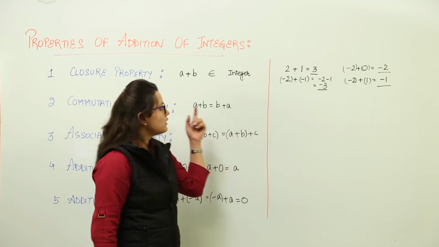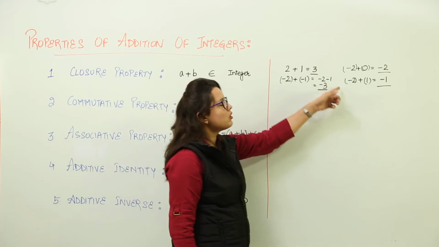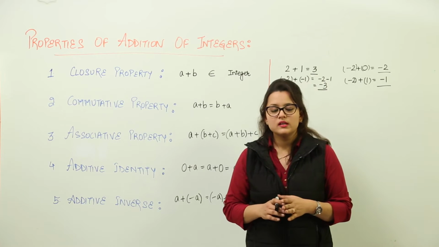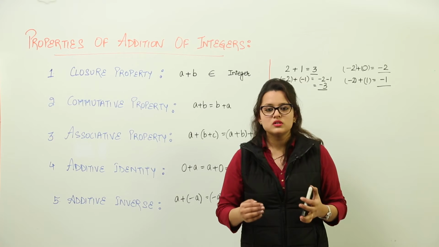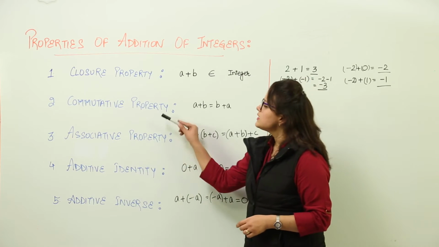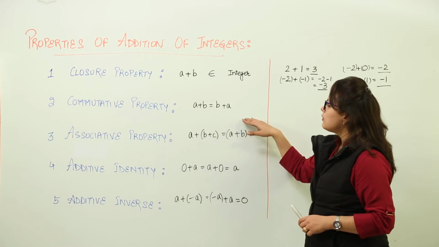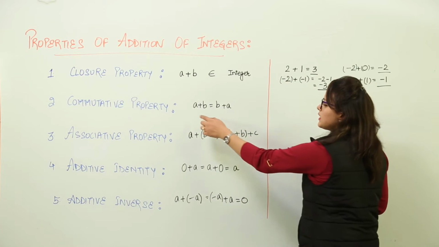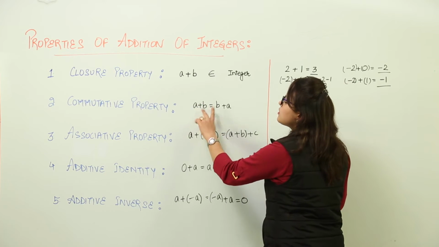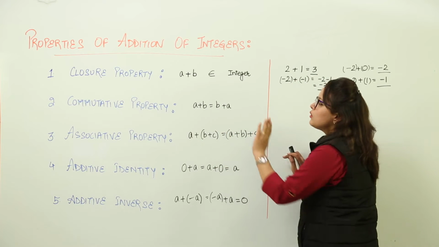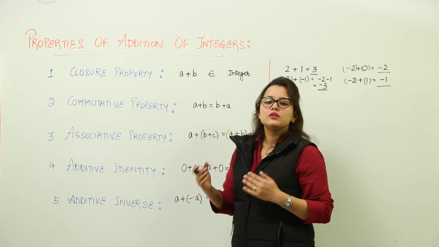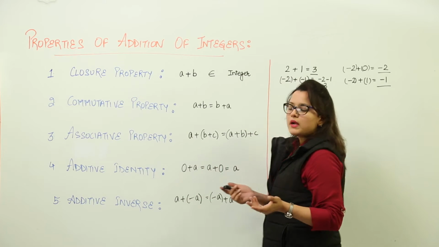So the closure property is satisfied for all the cases, right? No matter which type of integers you are adding, you are always going to get an integer on adding two or more integers together. The next is the commutative property. In the commutative property, the order of addition is not important. Whether you add the first integer to the second or the second to the first one, it will not matter at all.